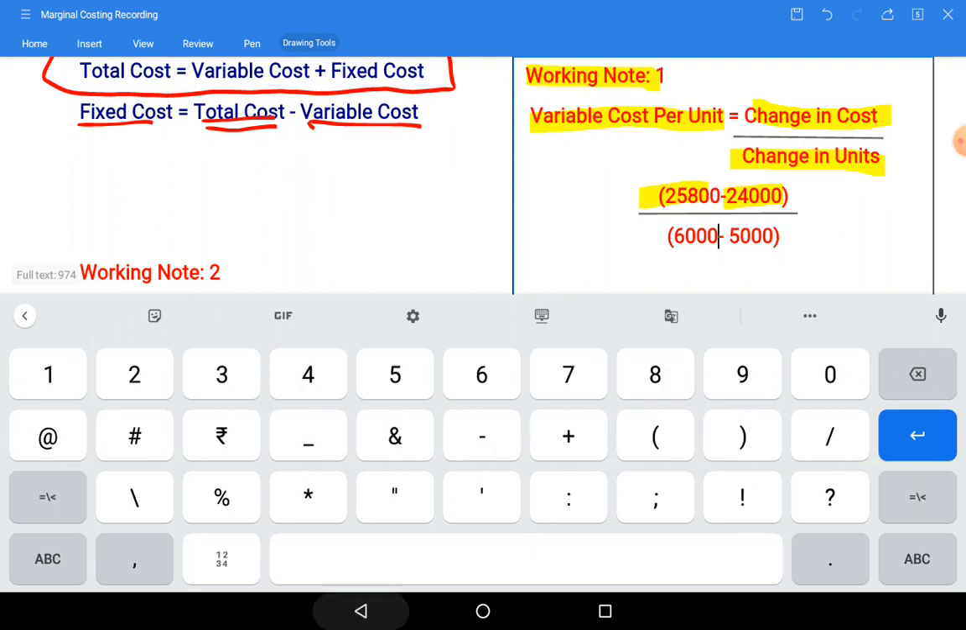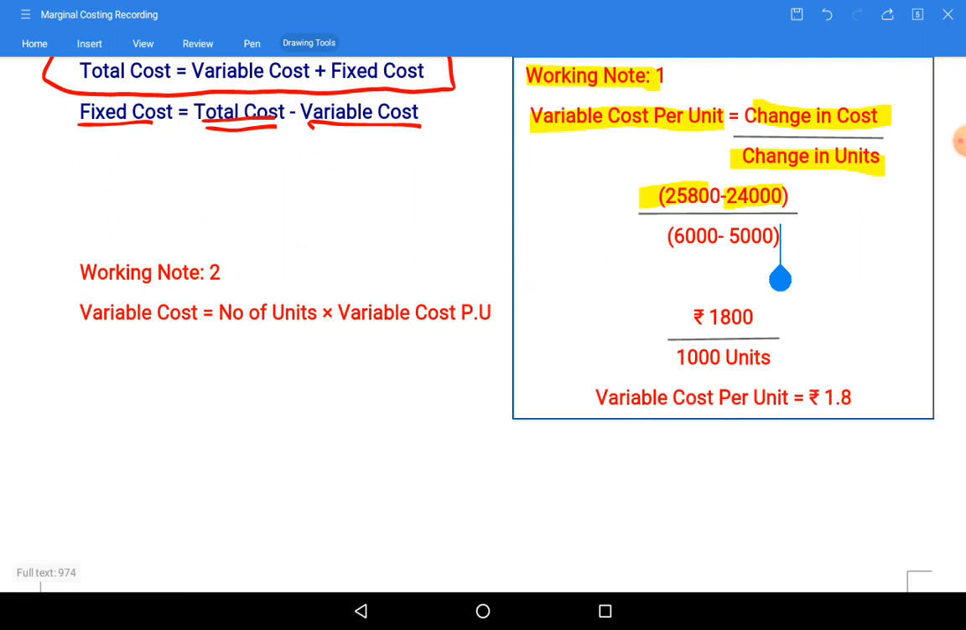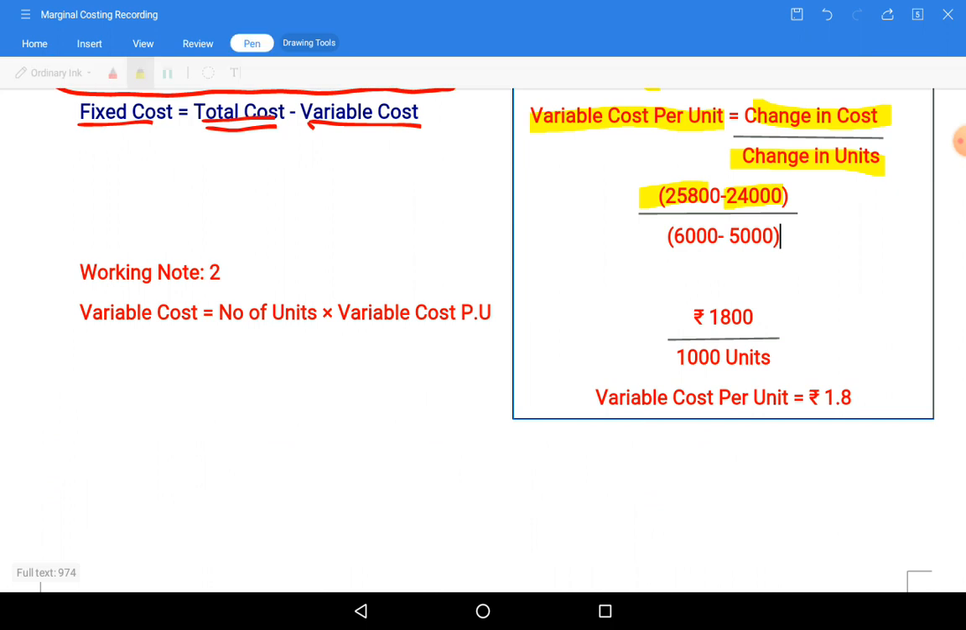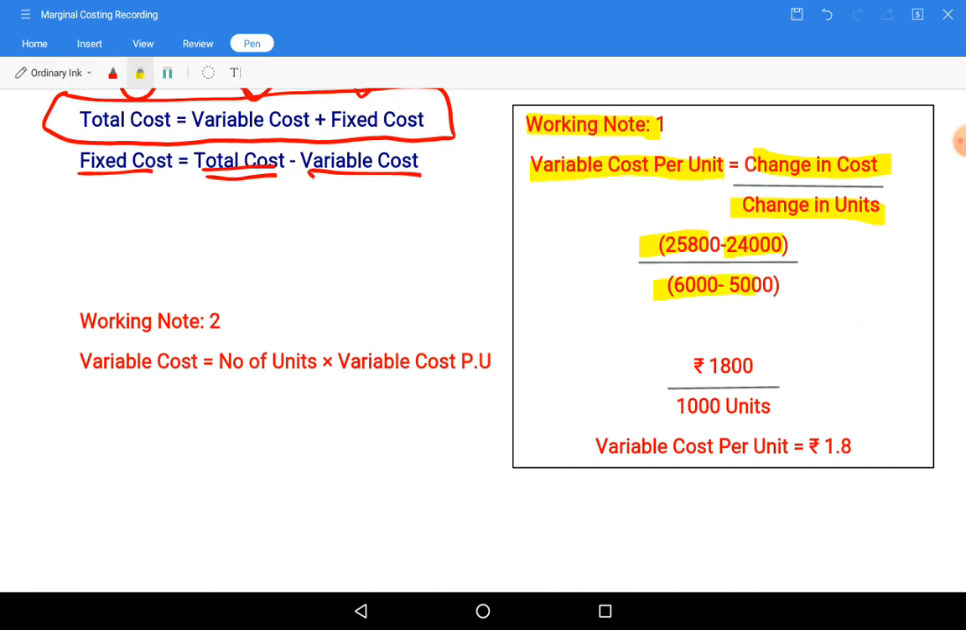Units minus 5,000 units, that is change in units. So from 25,800, if you deduct 24,000, 1,800, and similarly from 6,000 units, if you deduct 5,000 units, there will be 1,000 units. So 1,800 divided by 1,000, variable cost per unit is 1.8.